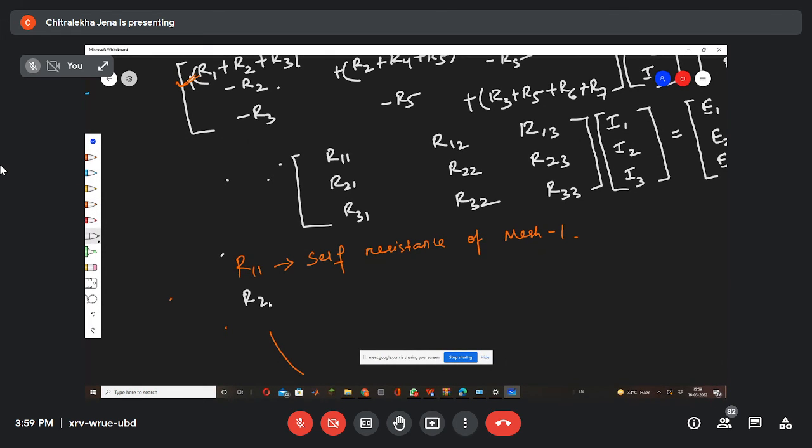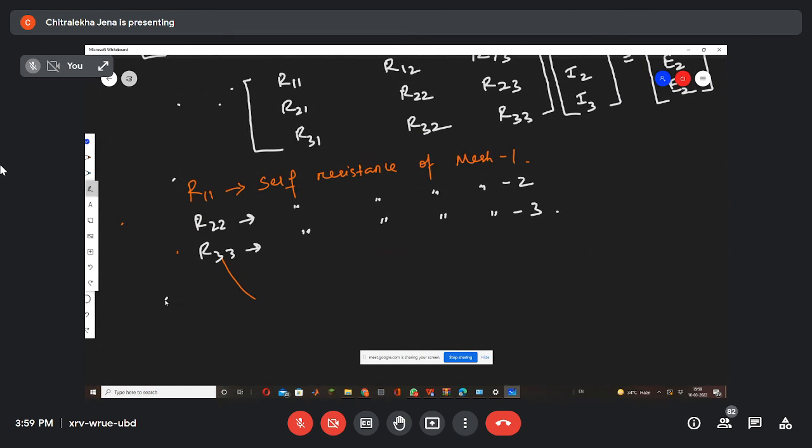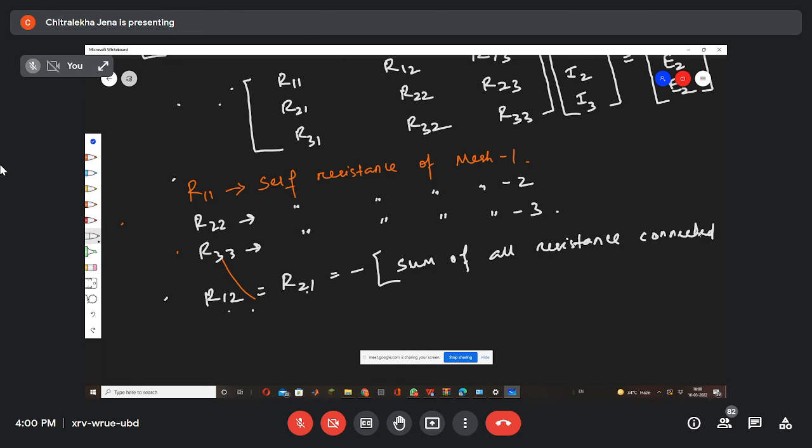Similarly, R22 is the self-resistance of mesh 2. R33 is the self-resistance of mesh 3. Self-resistance means you see what resistances are connected to the mesh and simply add them. Similarly, R12 is equal to R21. Look at the matrix. R12 is equal to R21, and this is equal to minus the sum of all resistances connected to mesh 1 and 2.